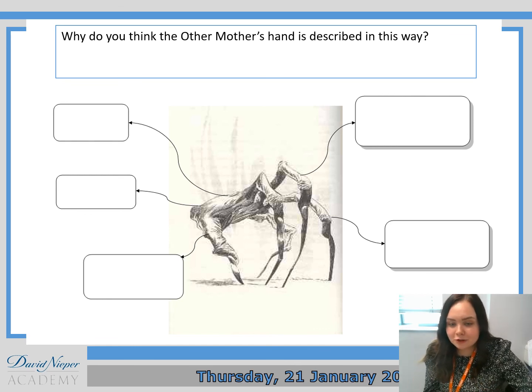So I hope you've enjoyed a little bit of an arty lesson, and obviously having a think about the other mother's hand. It's very creepy in this picture.